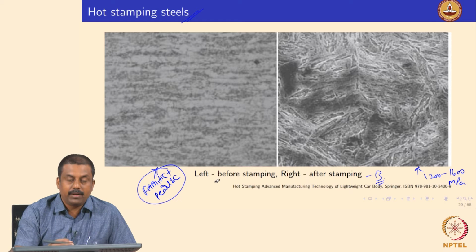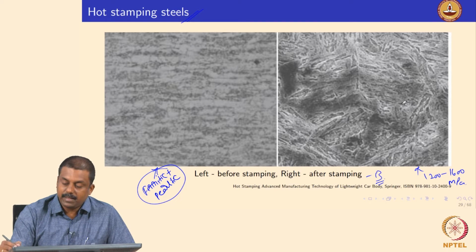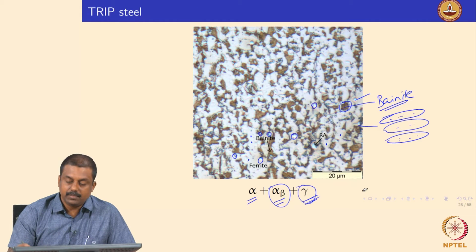So you form whatever components, shapes, in deep drawing and forming, and then subsequently cool to get a complete martensitic microstructure. And during this process we increase the strength, and also we overcome problems during forming such as spring back, which is also minimized during this process.